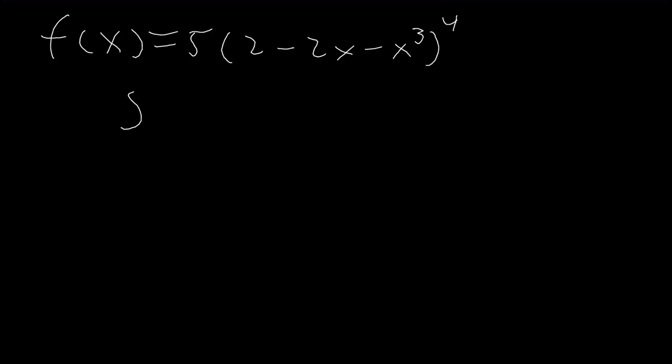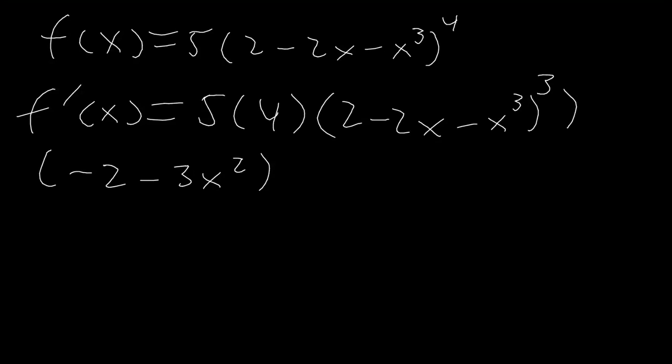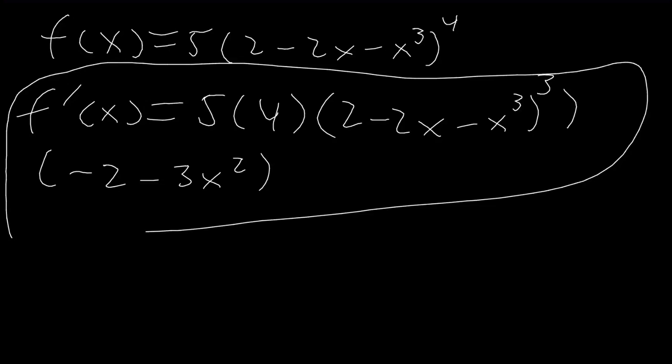So basically, for this, because this is the inside, f prime of x would just become 5 times the derivative of the outside, 5 times 4, keep the inside the same, okay, and now we can multiply by the derivative of the inside, so it's going to be negative 2 minus 3x squared, and this is going to be our answer.